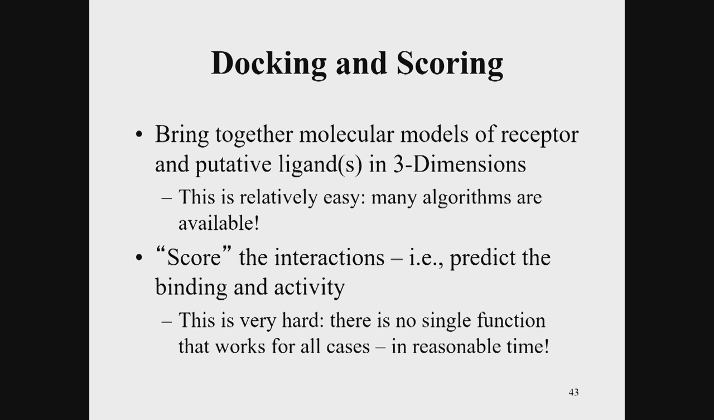The first step is bringing together the models of our receptor and our ligands in three dimensions. This turns out to be pretty easy. There are lots of ways to do this. Many algorithms are available. So that's not a problem. The hard part is to score the interactions, which means predict how well those molecules are going to bind and what their activity will be, and have it be relatively accurate and be able to relate different molecules with respect to other molecules, i.e. rank them.